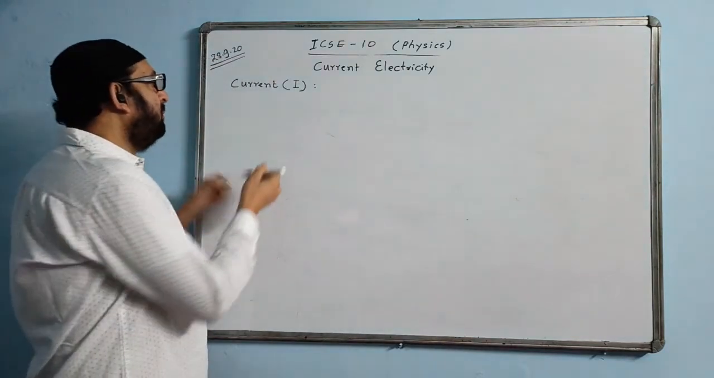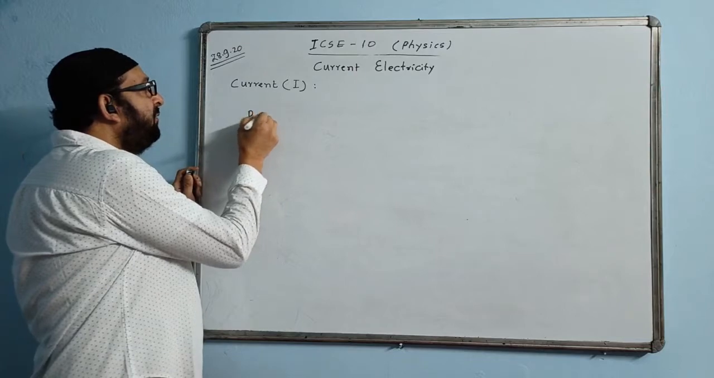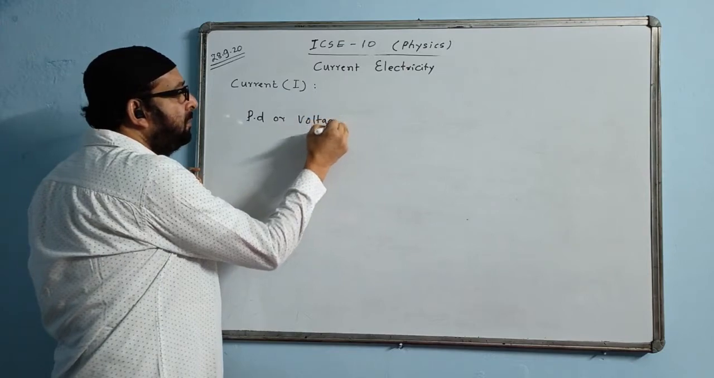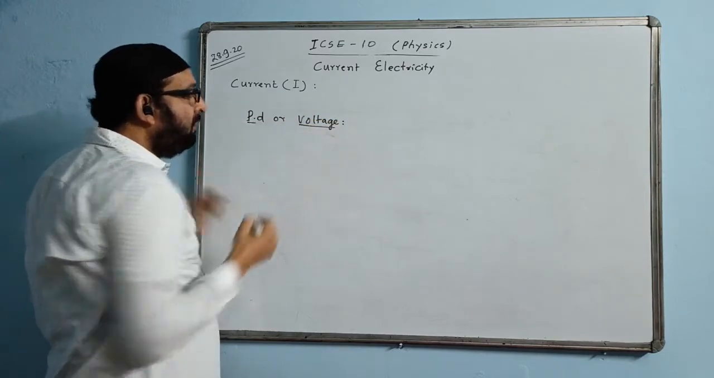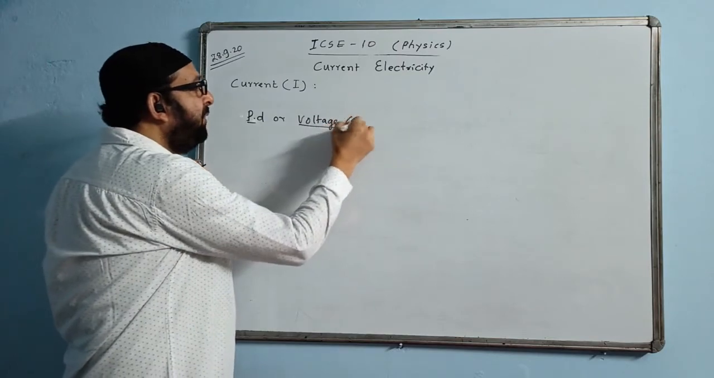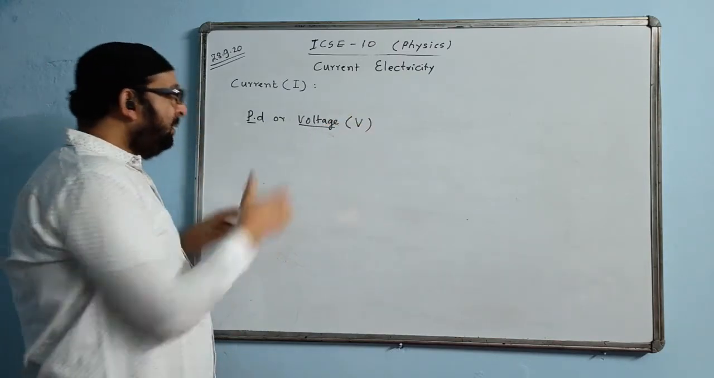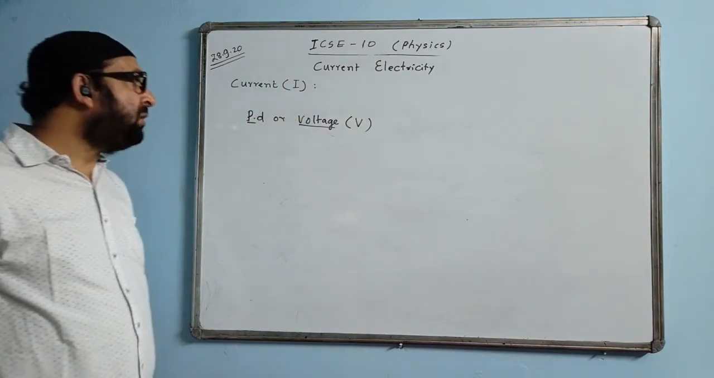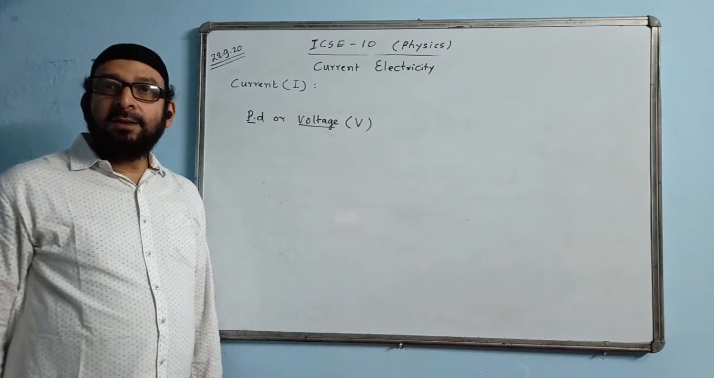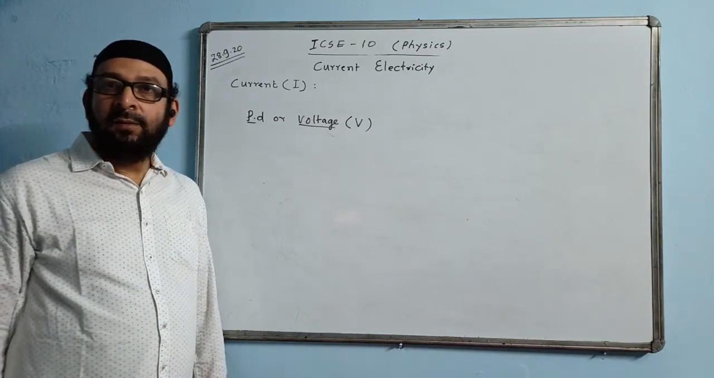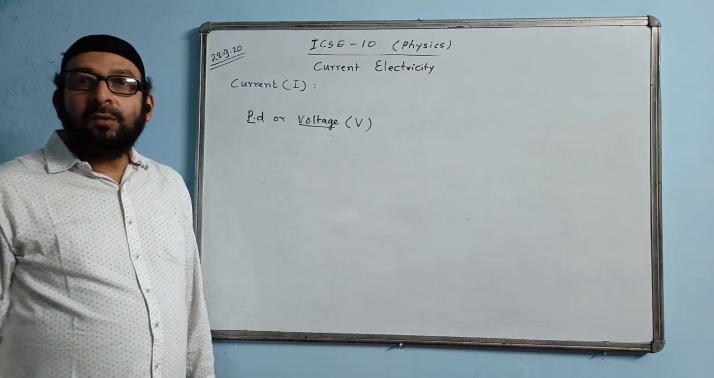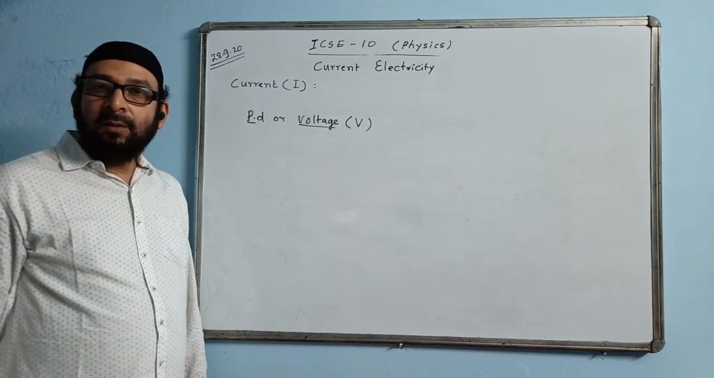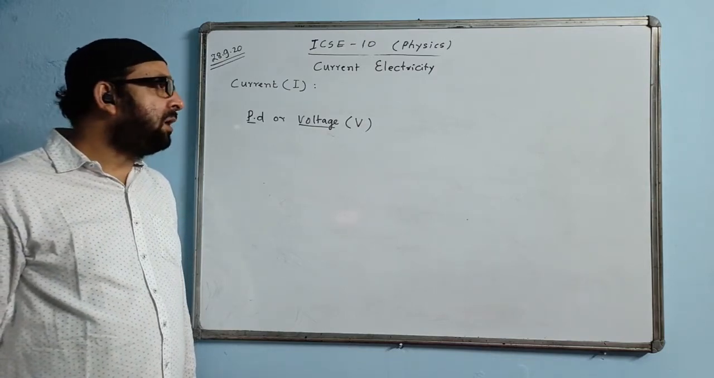Now, give the heading: potential difference or voltage. Definition of this: potential difference or voltage. This is denoted by V, capital V. This is a necessary condition for the flow of current. Potential difference or voltage is the amount of work done to move a charge.